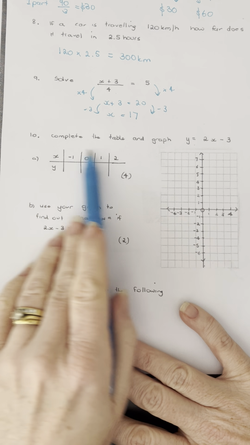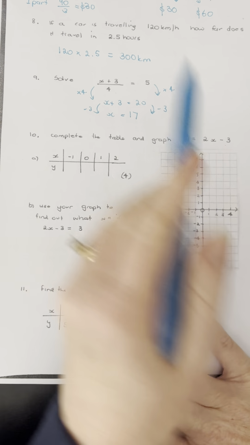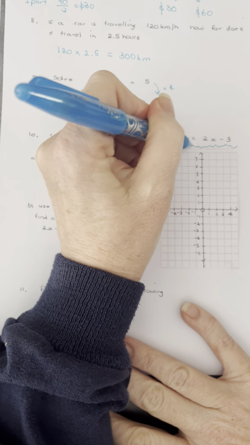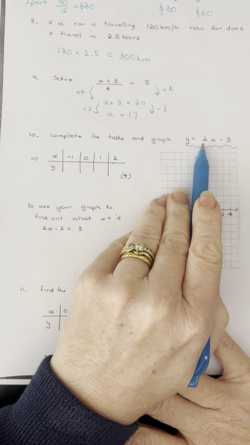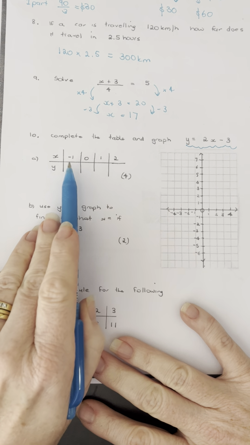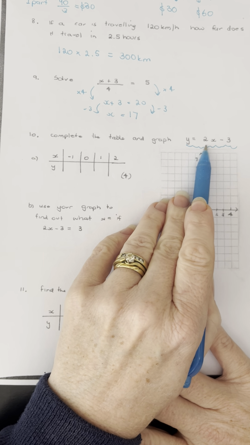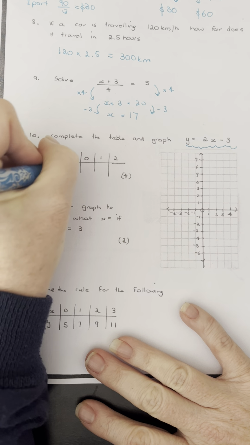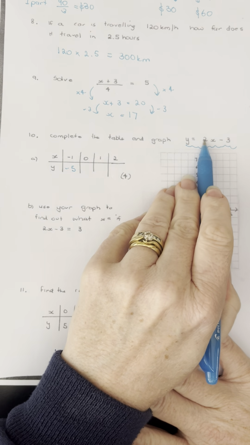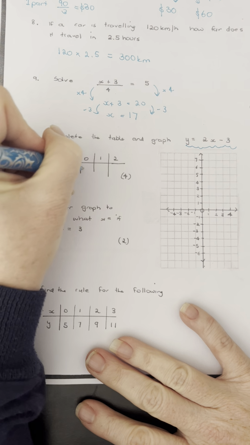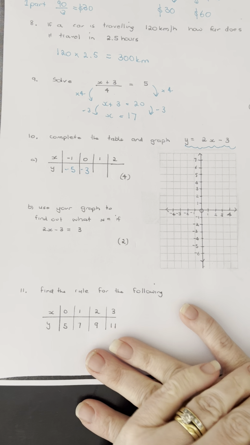Question 10, I need to complete the table and graph this function here, y equals 2x minus 3. So whatever the x is, I'm going to multiply it by 2 and take 3 away. So negative 1 times 2 gives me negative 2. When I take 3 away, I get negative 5. 0 times 2 is going to give me 0. When I take 3 away, I get negative 3.